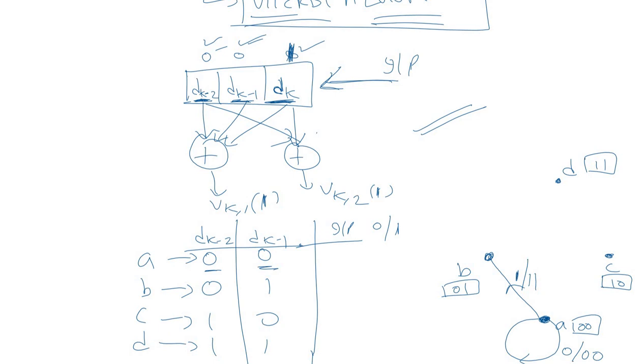Because the input was 1. Whenever the next input comes, which can be either 0 or 1, it will shift this 1 to the next shift register, and this will get shifted again. So the state of DK-1 and DK-2 will now be 1 and 0, which is nothing but your state B. So this will shift the encoder to state B.